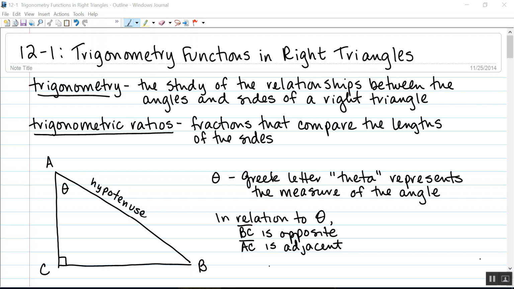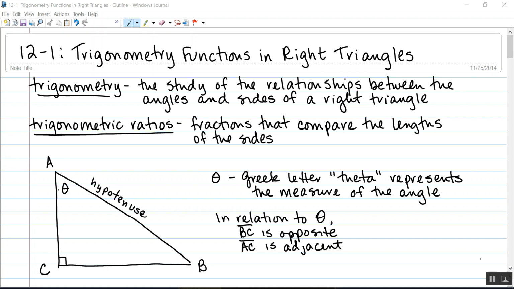Section 12.1 is on trigonometry functions and right triangles. Trigonometry is the study of the relationships between the angles and the sides of a right triangle. And the trigonometric ratios are fractions that compare the lengths of the sides. You'll probably recall much of what we're going to cover today from what we did in geometry last year. So here we have right triangle ABC.